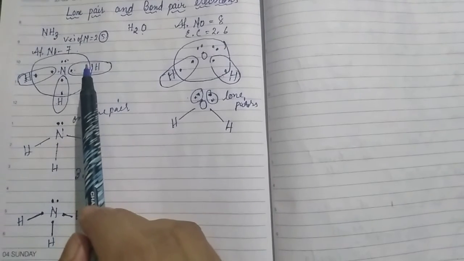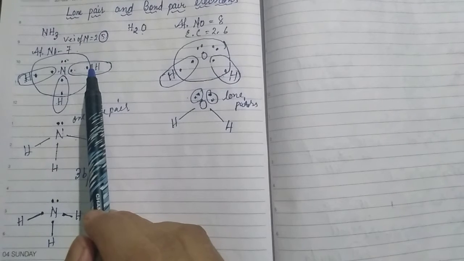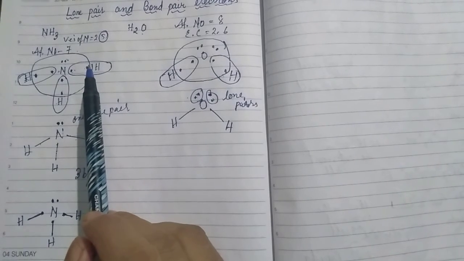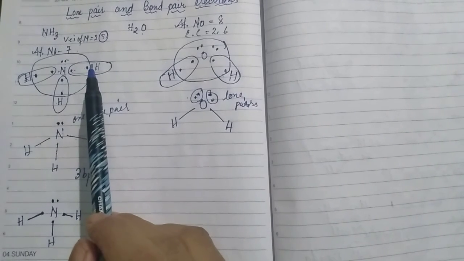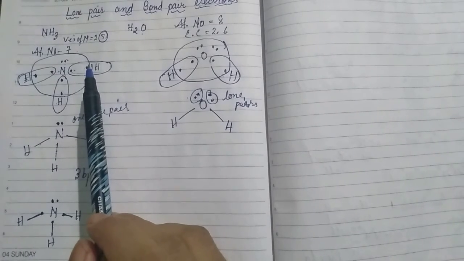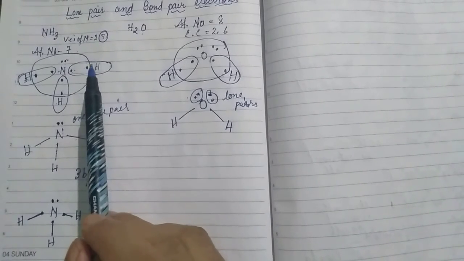In order to know the lone pair and bond pair, first of all you have to know the atomic number, then the valence electrons, because we are going to deal with the valence electrons for bond formation.